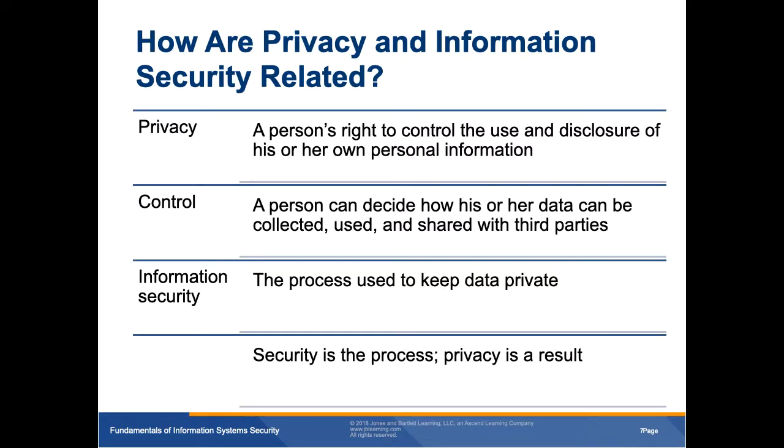And how are privacy and information security related? Privacy is a person's right to control the use and disclosure of his or her own personal information. Control means a person can decide how his or her data can be collected, used, and shared with third parties. Information security is the process used to keep the data private. Security is the process, privacy is the result.